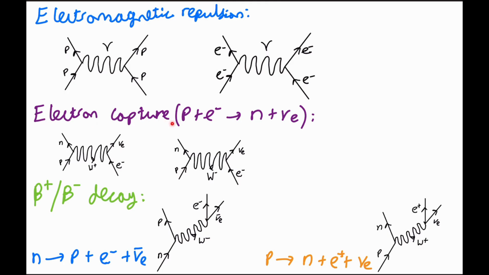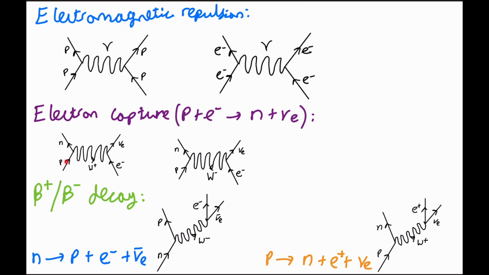But if we look at an example of electron capture, which is when an electron falls into the nucleus and merges with a proton, you get a neutron and an electron neutrino. And this is, let's draw a diagram.